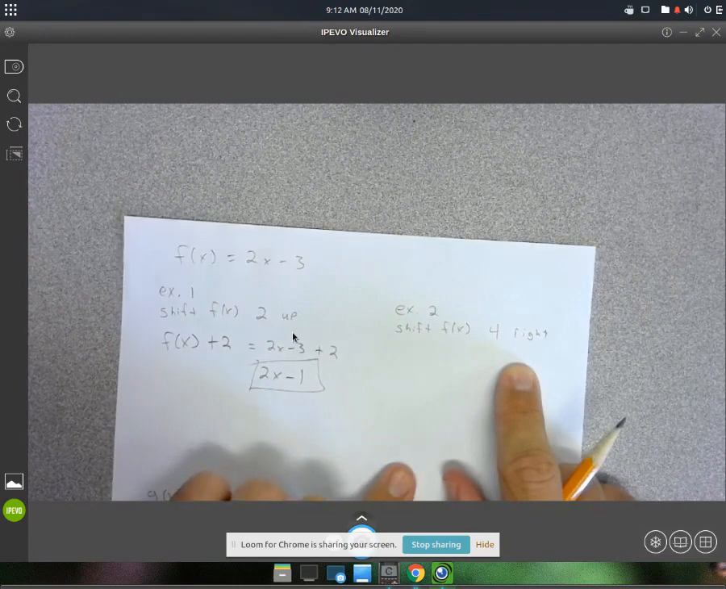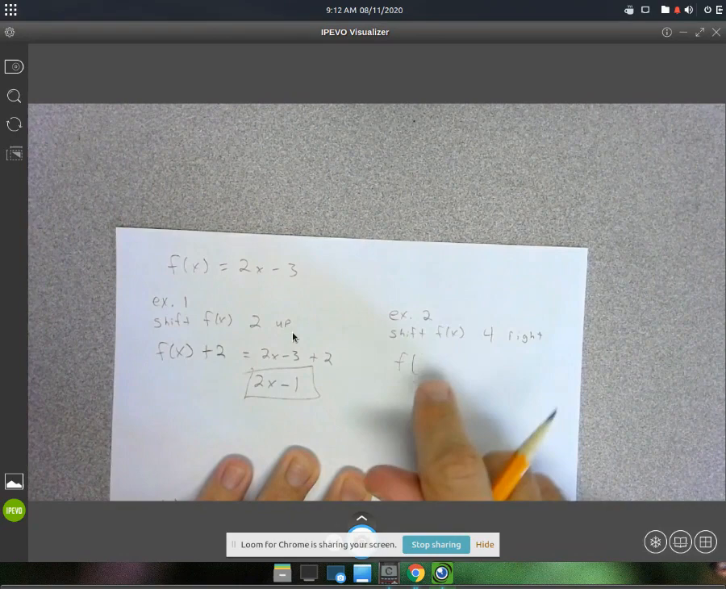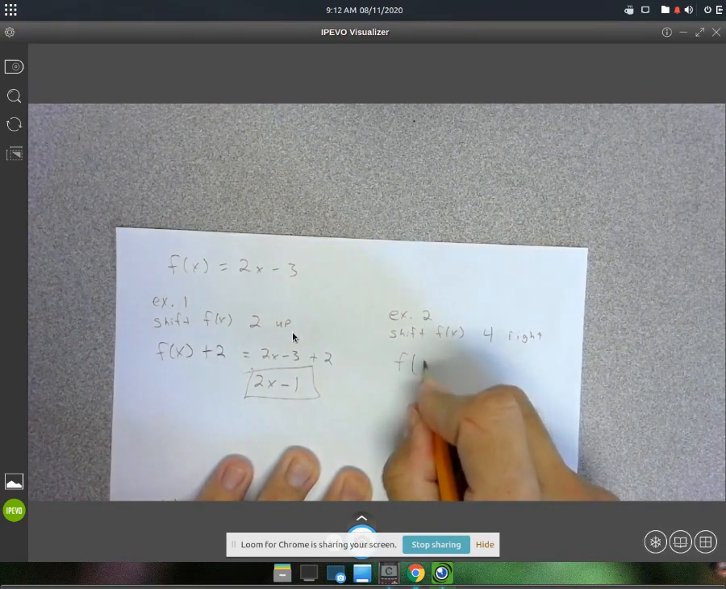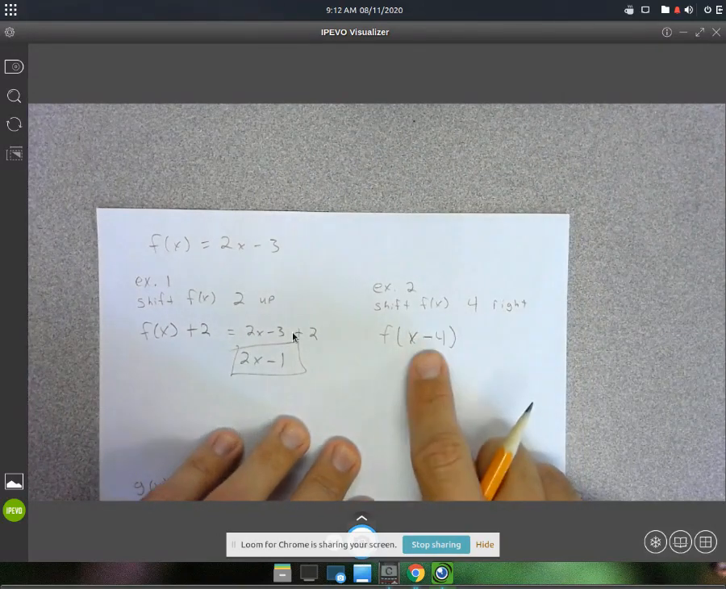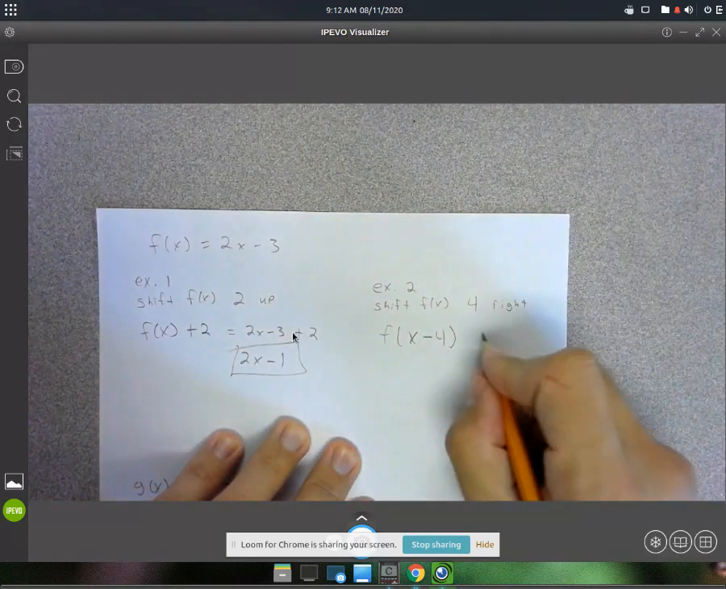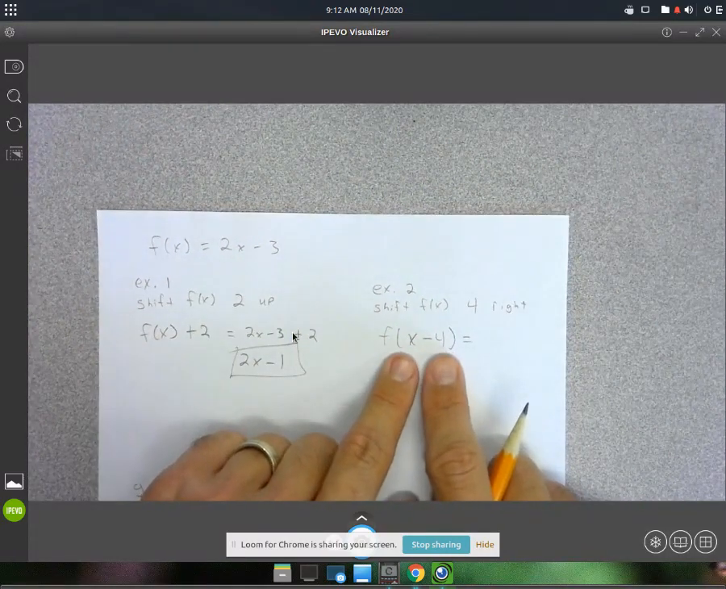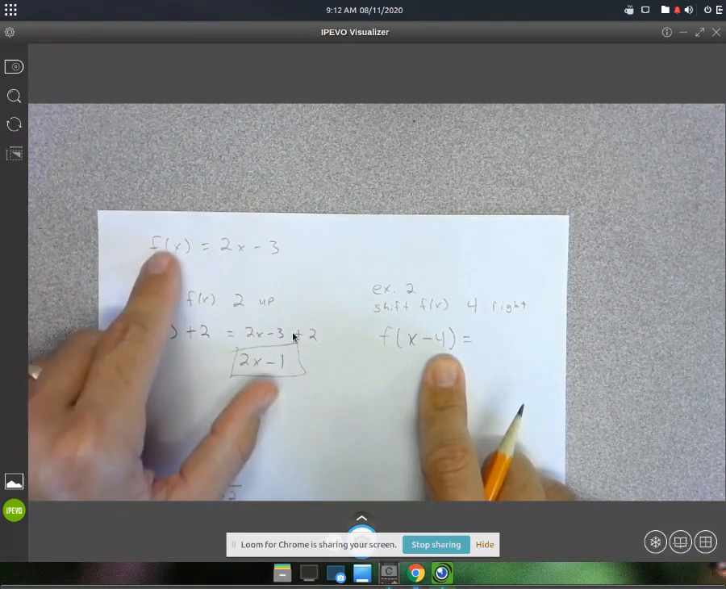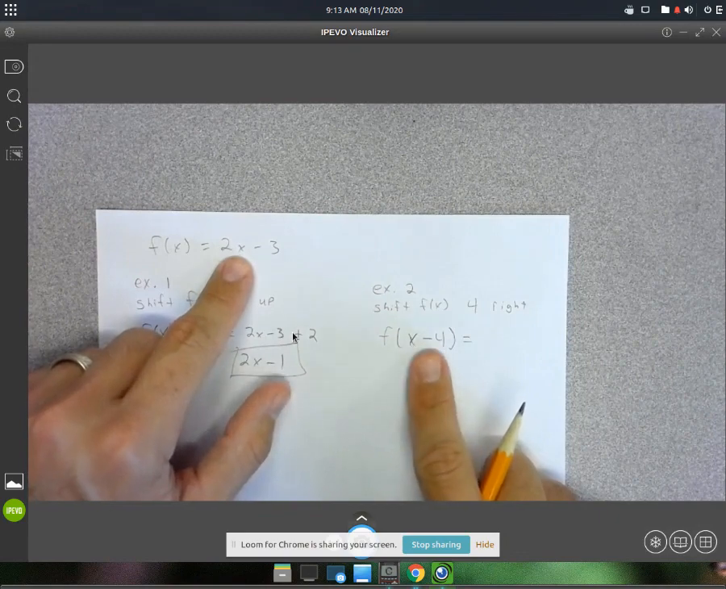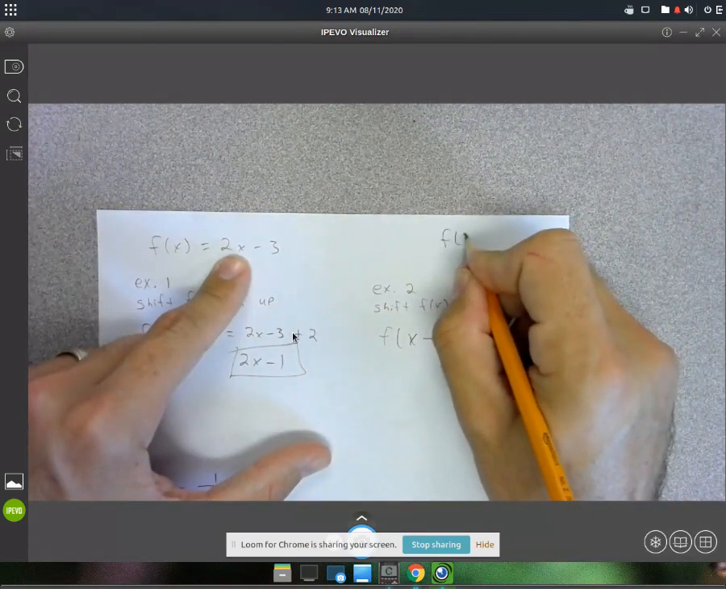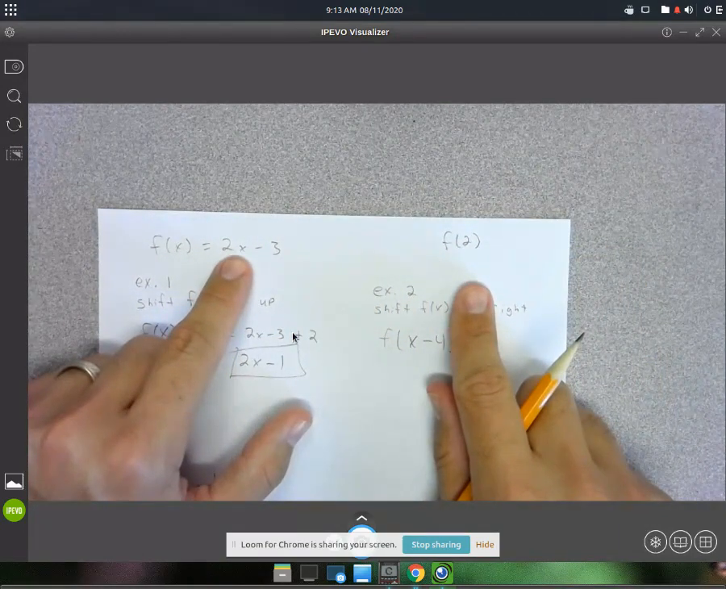Example 2, if you want to move something 4 units to the right, well, that's going to be on the inside of the parentheses, and you have to move it right. It's going to be x minus 4. All right, that's how you move something to the right. You have to subtract on the inside. Now, what that does, if you're trying to find f of x minus 4, that means you're going to go to the f function, so go up here, and wherever you see an x, you're going to replace it with x minus 4. If I had asked you to find f of 2, you would have gone over here, and you would have just plugged in 2 for x.